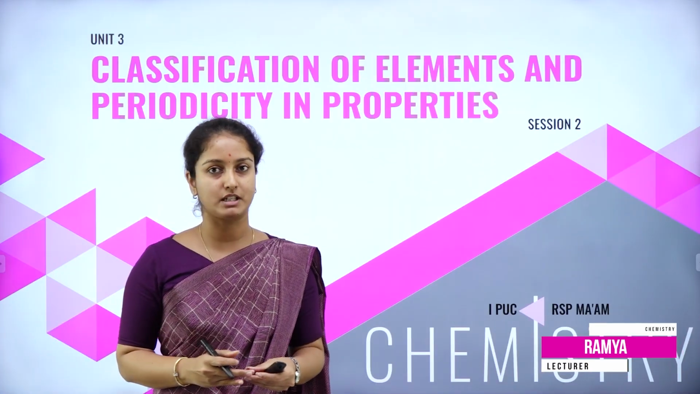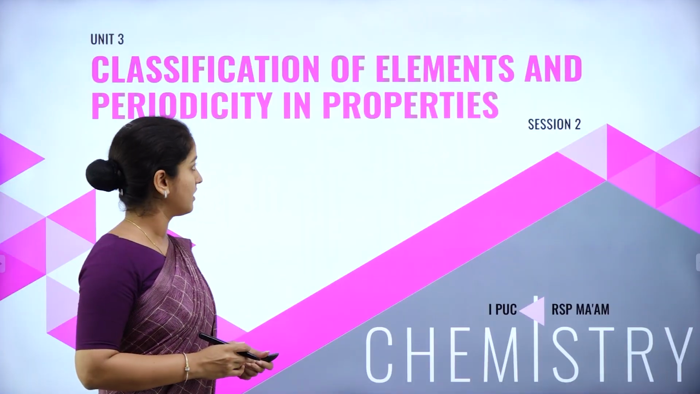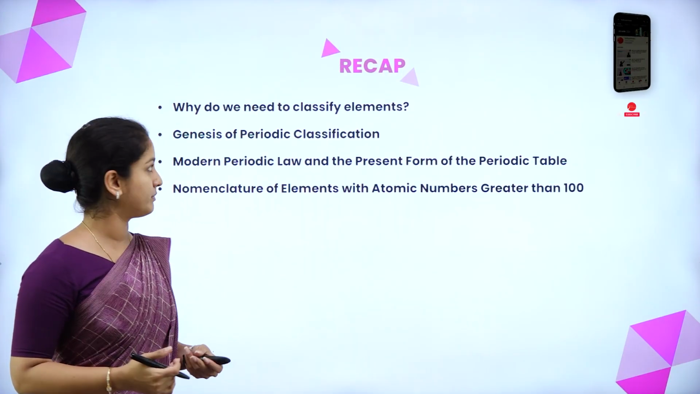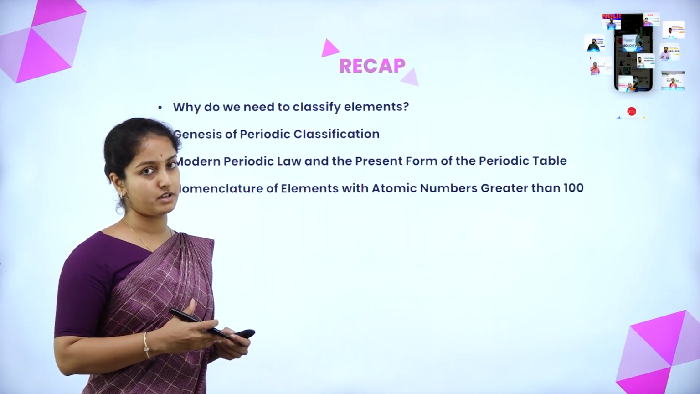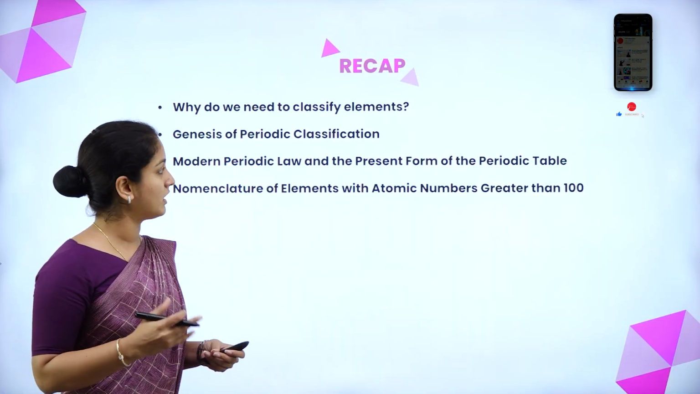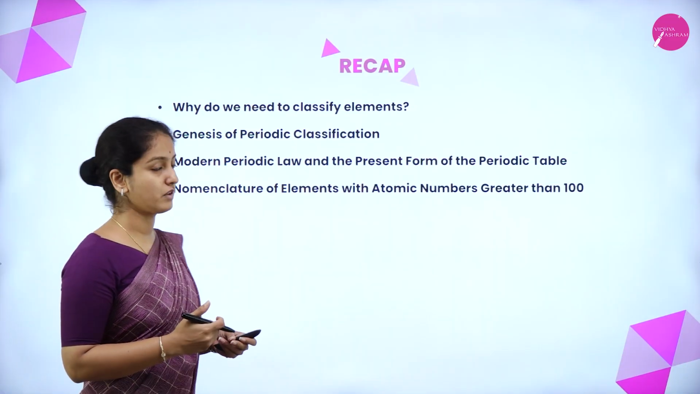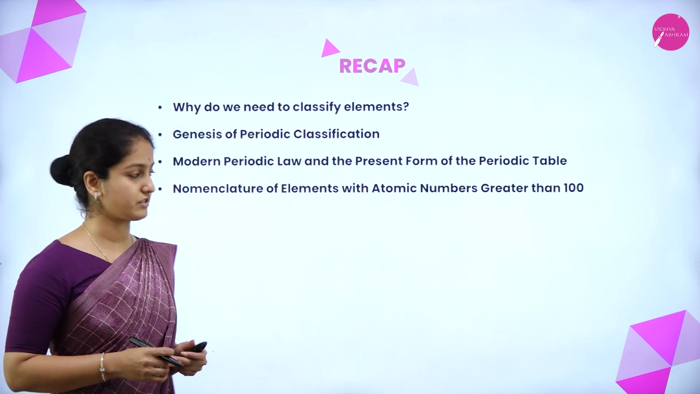So we shall continue the chapter Classification of Elements and Periodicity in Properties. So in the last class we have studied about why do we need to classify elements, then genesis of periodic classification, then modern periodic law and the present form of periodic table, and also about nomenclature of the elements with atomic number greater than 100.